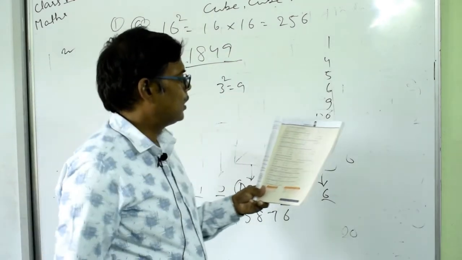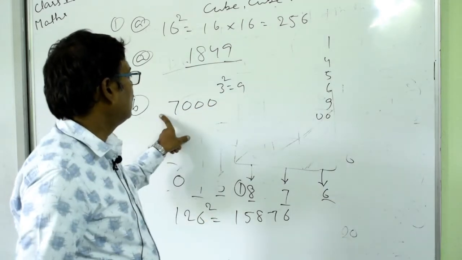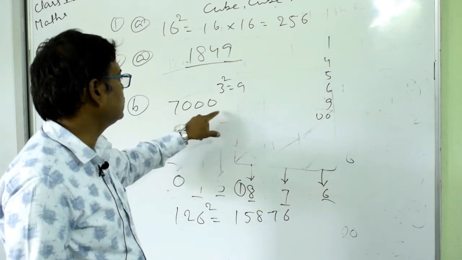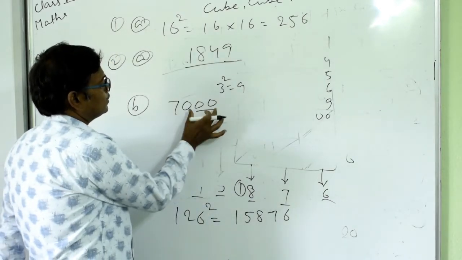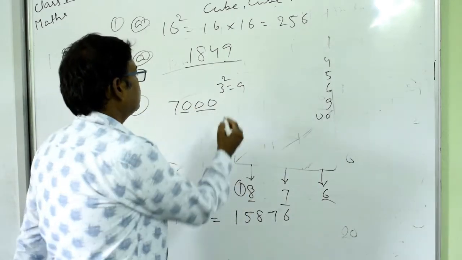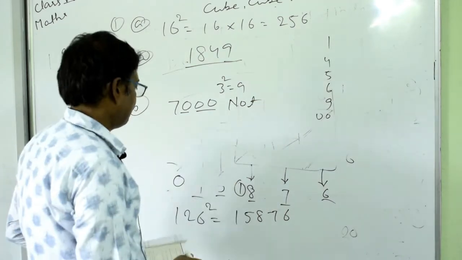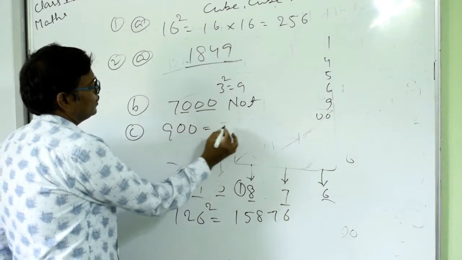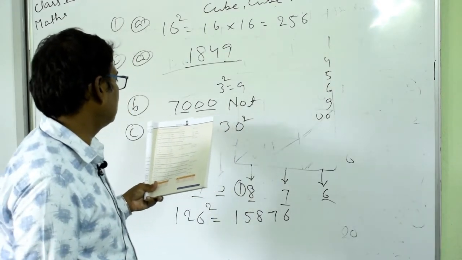Now the next number is 7000. Here you are 100% sure that this number will never be a perfect square, because the zeros are not in pairs. So this number is not a perfect square. The next number is 900. 900 is a perfect square, because it is the square of 30. Similarly, you can find the other numbers.